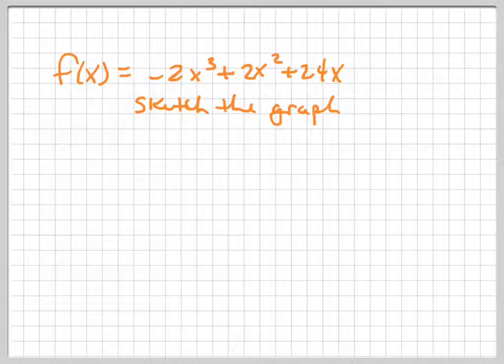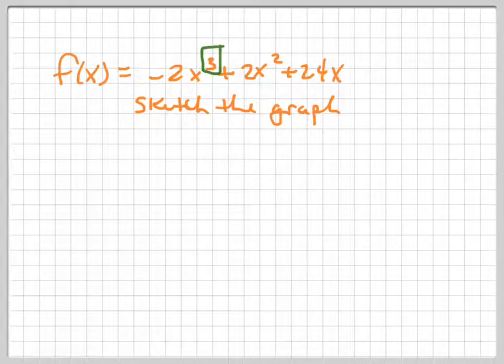This problem is asking us to sketch the graph of f of x equals negative 2x to the third plus 2x plus 24x. So this is not a quadratic. This is a cubic, right? And cubics have up to how many zeros? 3 zeros. That 3 there tells you how many zeros it has.